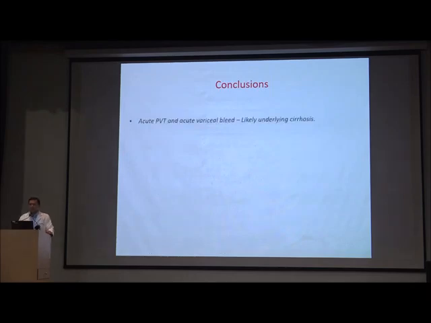So these are my concluding slides. With acute PVT and acute variceal bleeding, most likely underlying cirrhosis is there. In non-cirrhotic patients, it is very unlikely to have acute variceal bleeding. After acute variceal bleeding, start anticoagulation early, within 2 weeks. It is safe in the presence of varices, and it reduces varices risk and rebleeds.